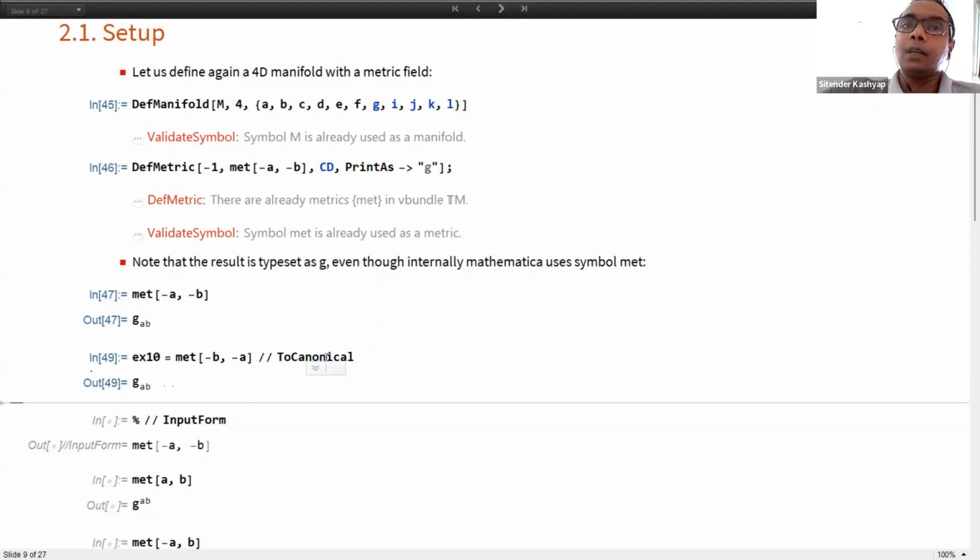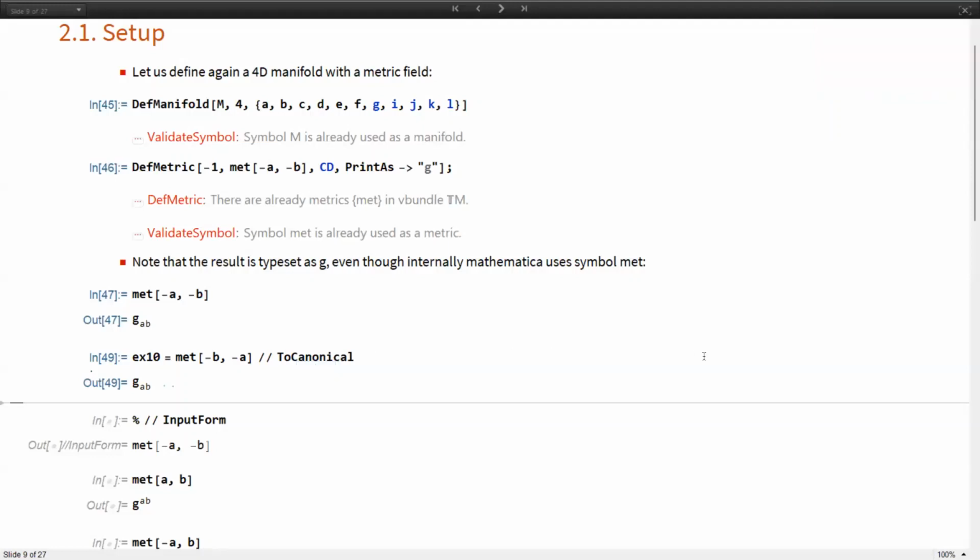And actually xAct points this out, as it gives a warning that there is a metric incompatible covariant derivative in the process of using ToCanonical. So this is what ToCanonical does, and it also shuffles the terms. Some terms will come first and others will go later.